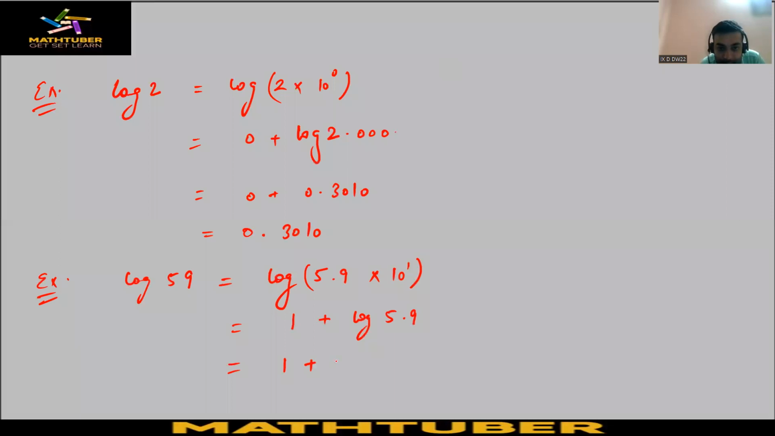So 1 plus 0.7709, it becomes 1.7709, and this will be the answer, right?